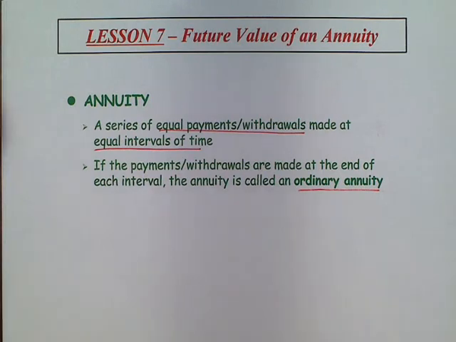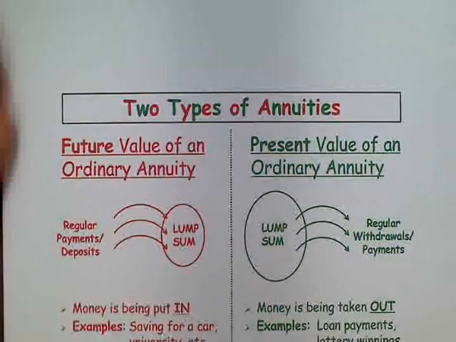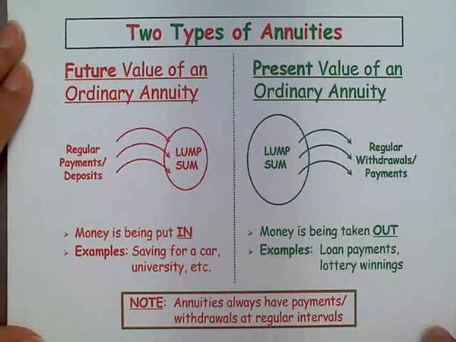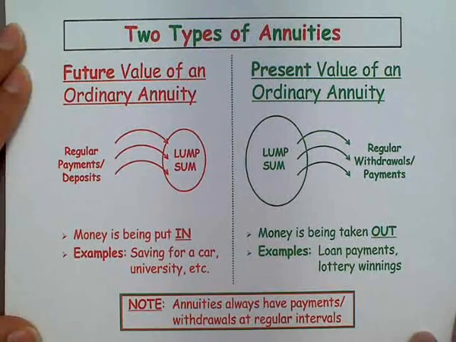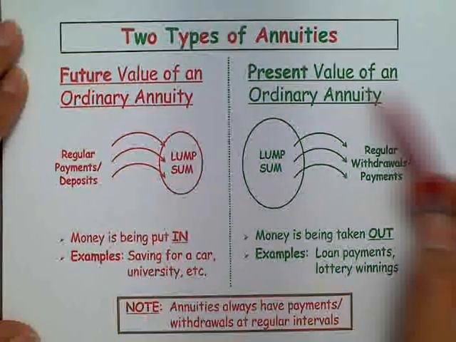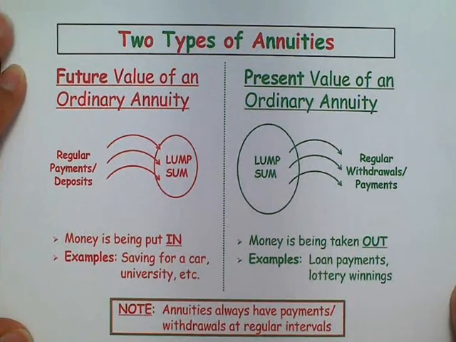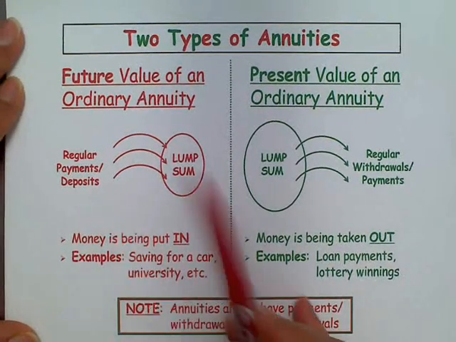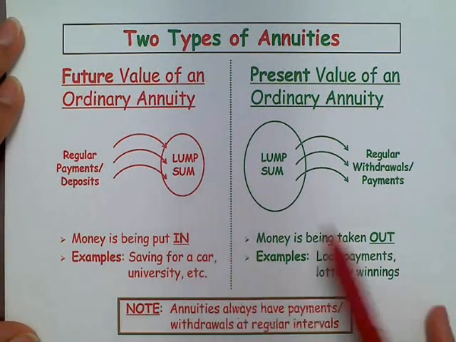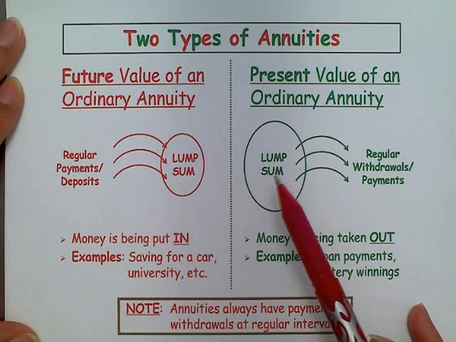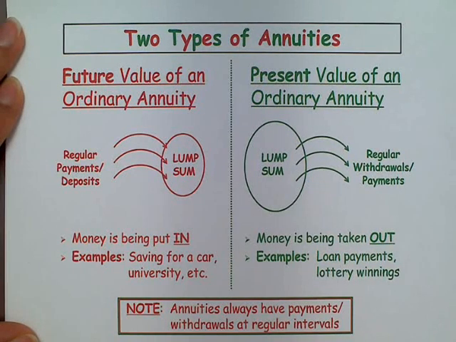Okay, so there are two types of annuities. One type is called the future value of an ordinary annuity, and the other one is a present value of an ordinary annuity. And the real difference between them is whether you are saving for the future or if you presently have the money and you are withdrawing it or paying towards it.